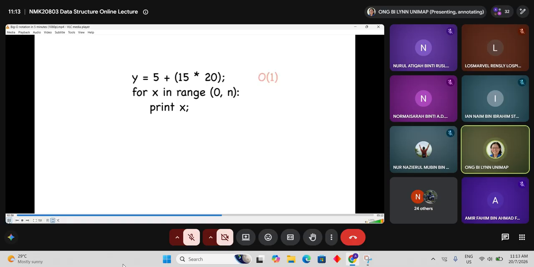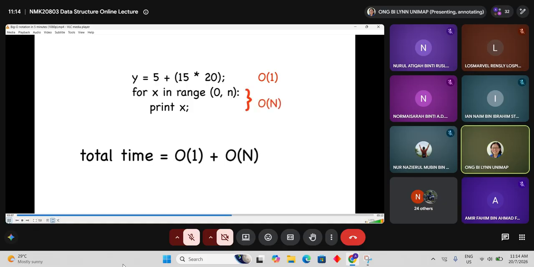First line we know, again, is big O of 1. And the for loop is big O of n. The total time is the summation of these two. But remember, we drop low order terms. When n gets large, the time it takes to compute y is meaningless, as the for loop dominates the runtime.